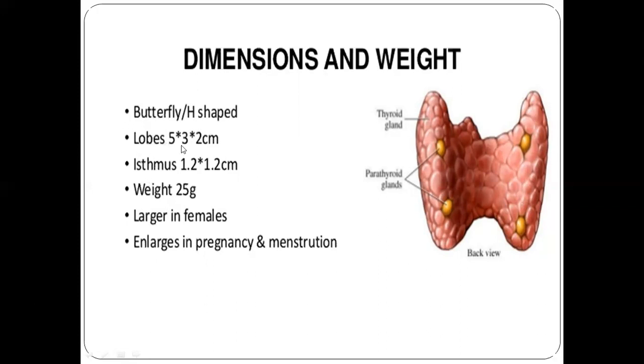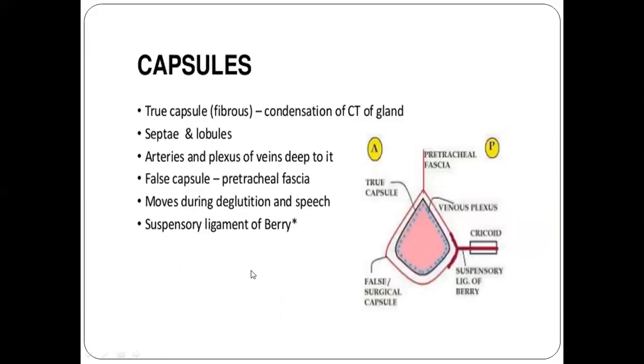It is about 5 centimeters long, 3 centimeters wide, and 2 centimeters in anteroposterior diameter. The isthmus is about 1.2 centimeters long and 1.2 centimeters in width. The weight of the gland is 25 grams. It is larger in females, and it is more enlarged in pregnancy and maturation, especially in females.